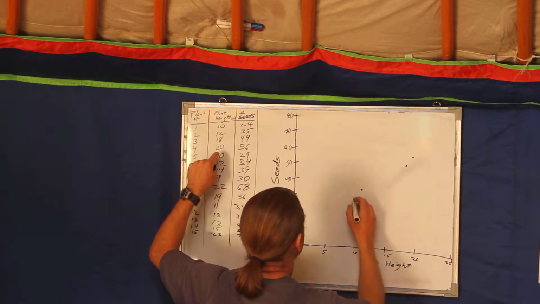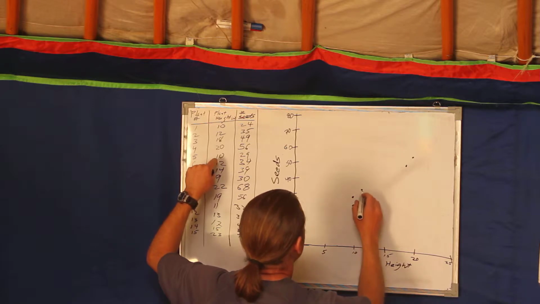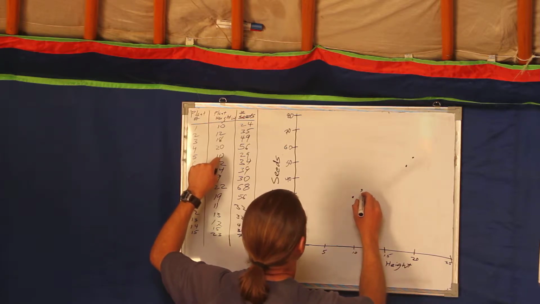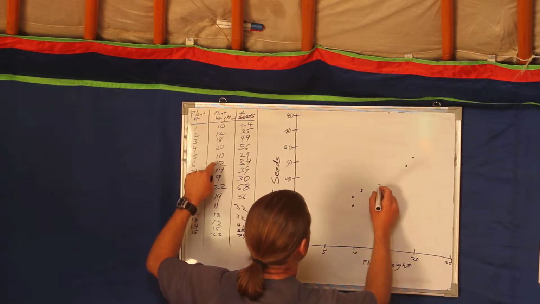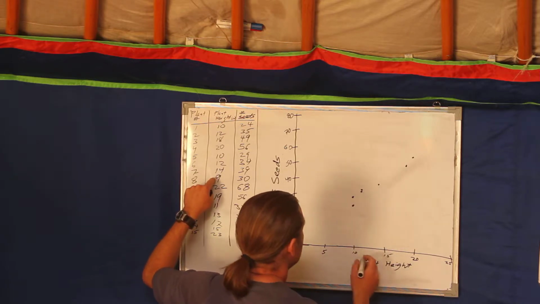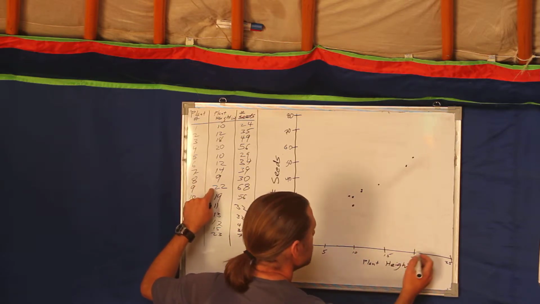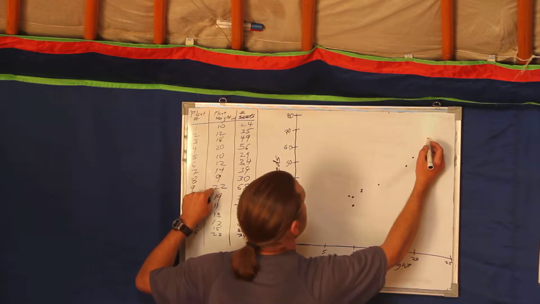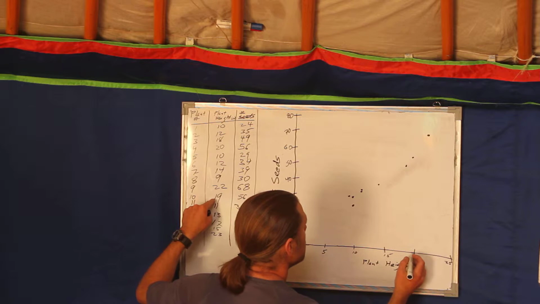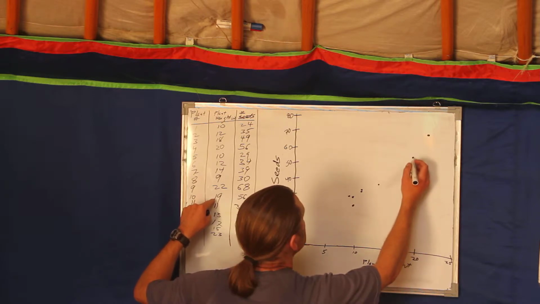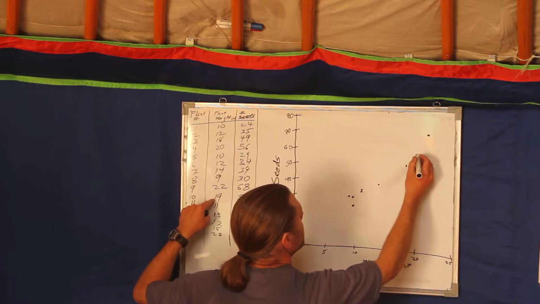10 and 29 would be here. 12 and 34 would be about there. 14 and 39, that would be here. 9 and 30 would be here. 22 and 68 would be about here. 19 and 56 would be about there. Well, that would be to the right of that point, wouldn't it? It would be about there.